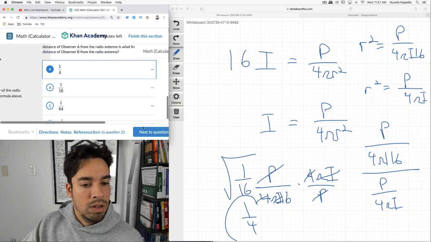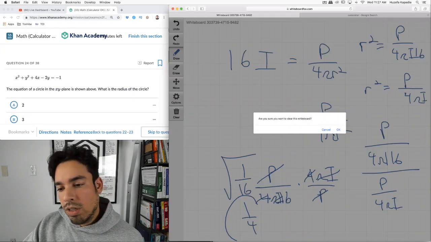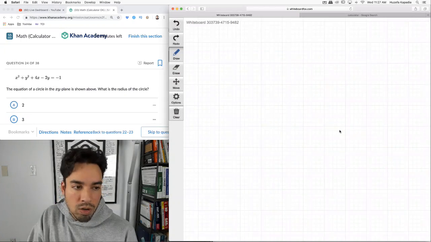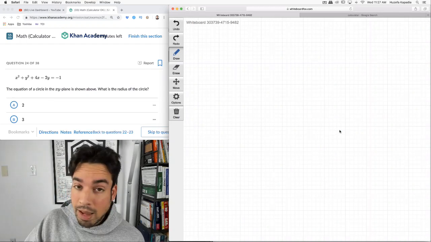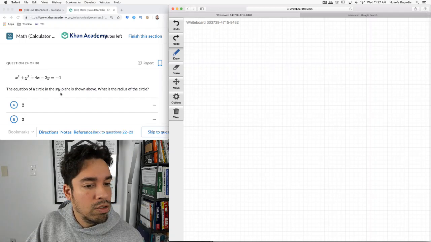Okay. Next. You see what I'm saying? Because we'd get r1 squared over r2 squared, and we want r1 over r2, and that's why we have to take the square root. I think that's right. Anyways, the equation of the circle is... what is the radius?